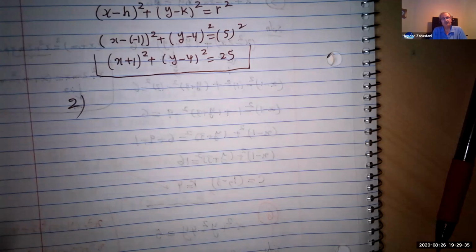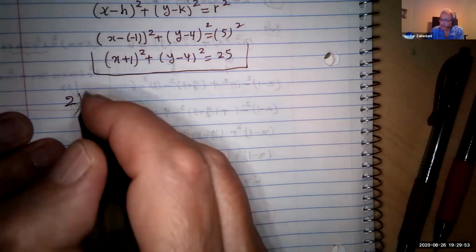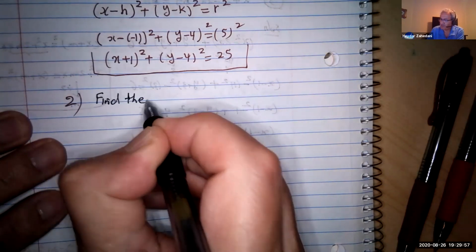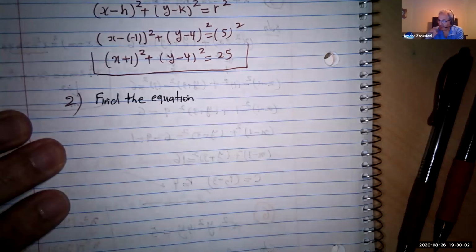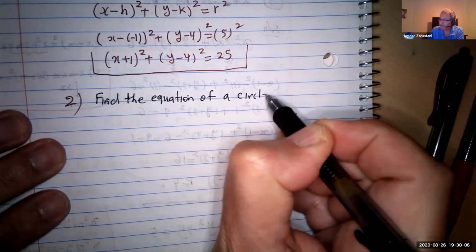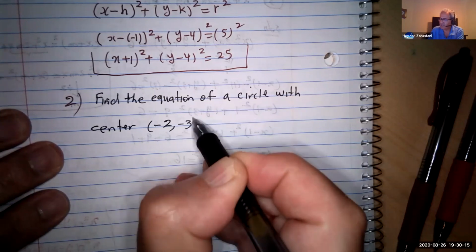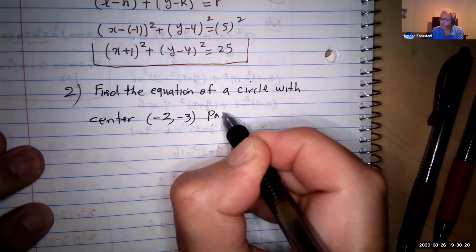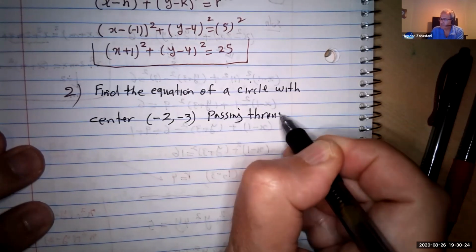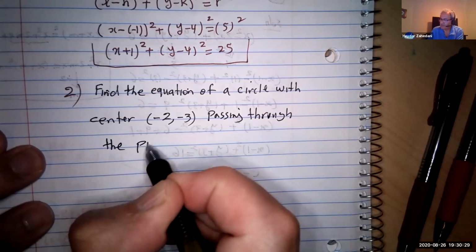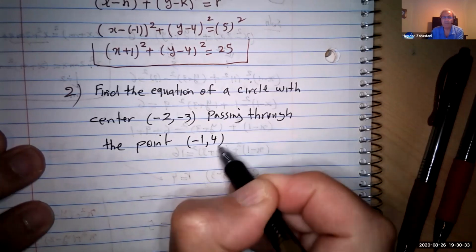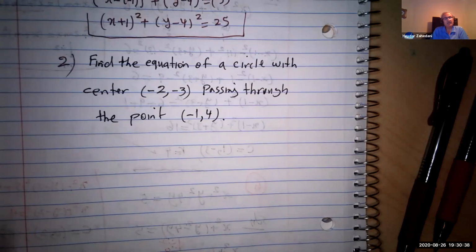Number 2: they are going to ask you to write the equation of a circle in which the center of the circle and a point on the circle are given to you. A center and a point. This is more popular. We want to find the equation of a circle with center (-2, -3), passing through a point. One point would be given to you. The point is (-1, 4).